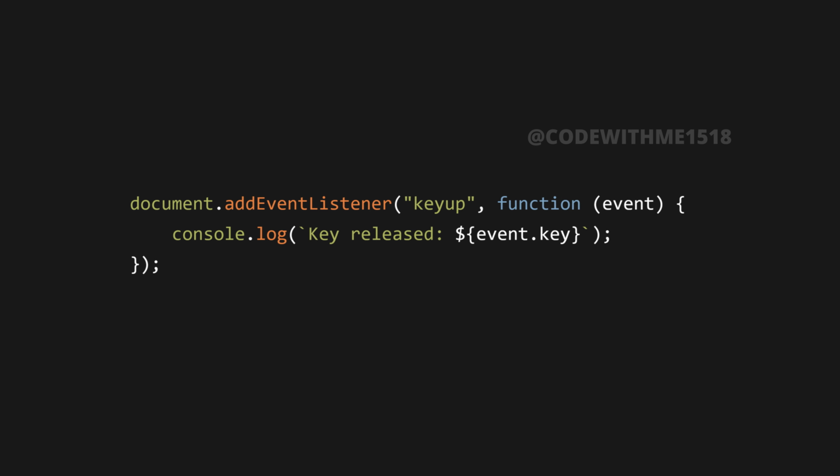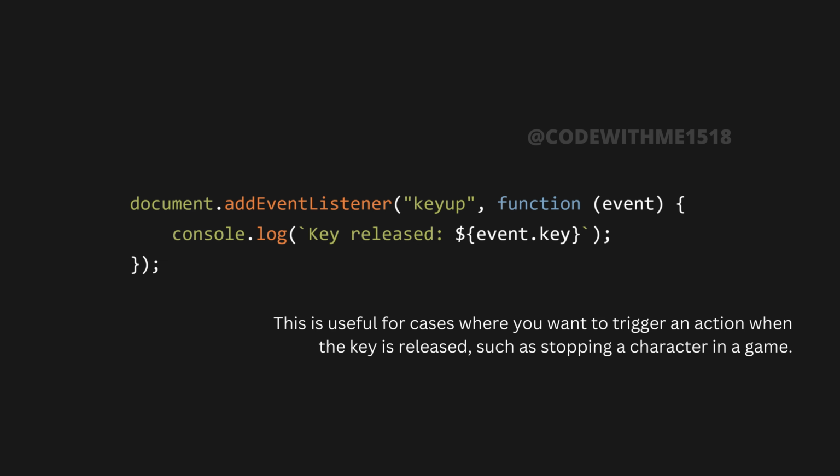Example: document.addEventListener('keyup', function(event) { console.log('Key released: ' + event.key); }). This is useful for cases where you want to trigger an action when the key is released, such as stopping a character in a game.